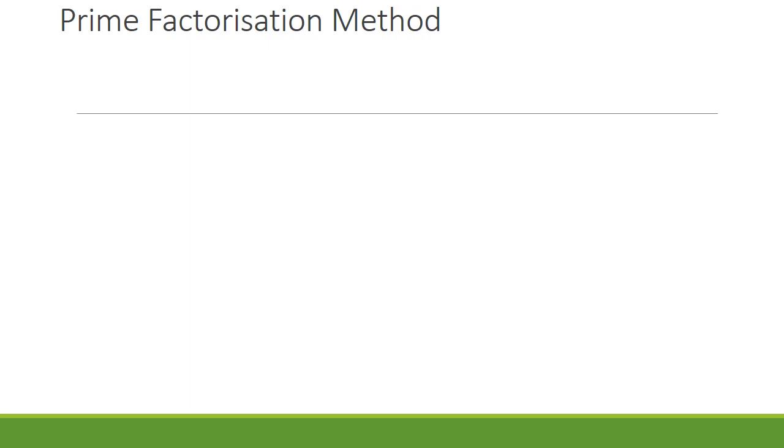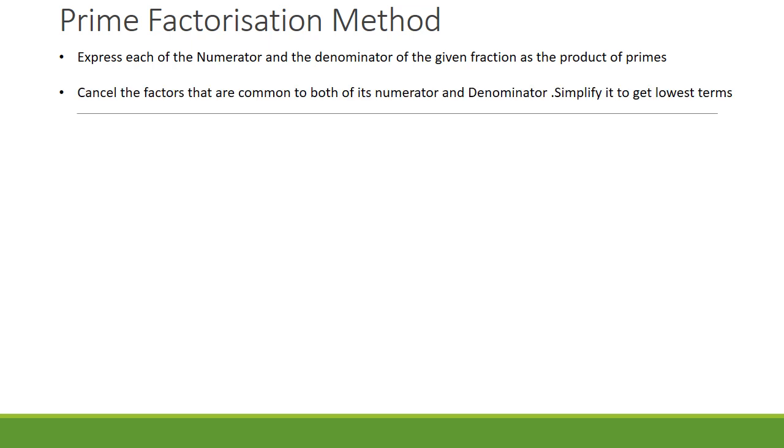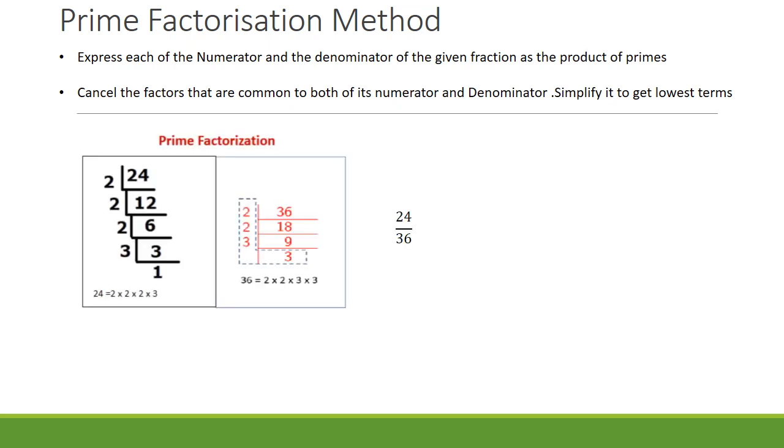The second method is the prime factorization method. First of all, we will express each of the numerator and denominator of the given fraction as the product of primes. Then we will cancel the factors that are common to both the numerator and denominator to get the lowest terms. The prime factors of 24 are 2, 2, 2 and 3, and the prime factors of 36 are 2, 2, 3, 3. So the common factors of both are two 2's and one 3. The leftover is 2 upon 3, and that's their lowest term.